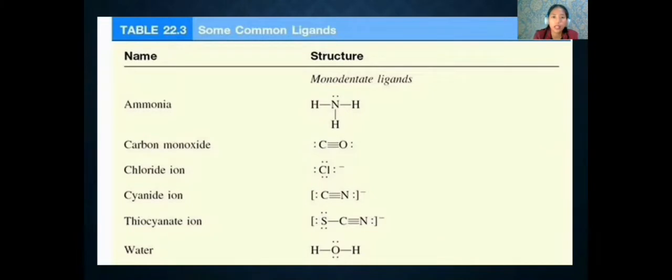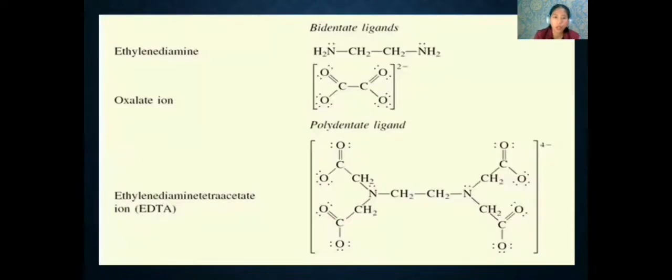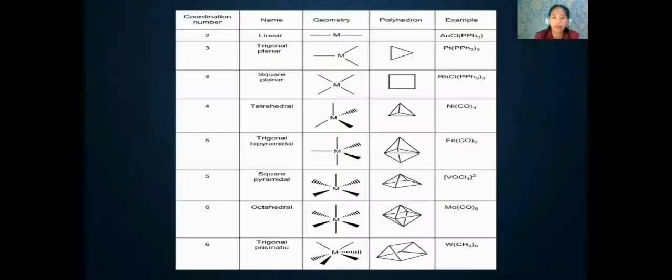So we have here some common ligands. We have monodentate ligands. These monodentate ligands donate a single pair of electrons to the metal, while bidentate ligands donate two lone pairs of electrons. And polydentate ligands share more than two lone pairs of electrons. And we have here the structures as well as the coordination number. We deal most specifically with the octahedral.